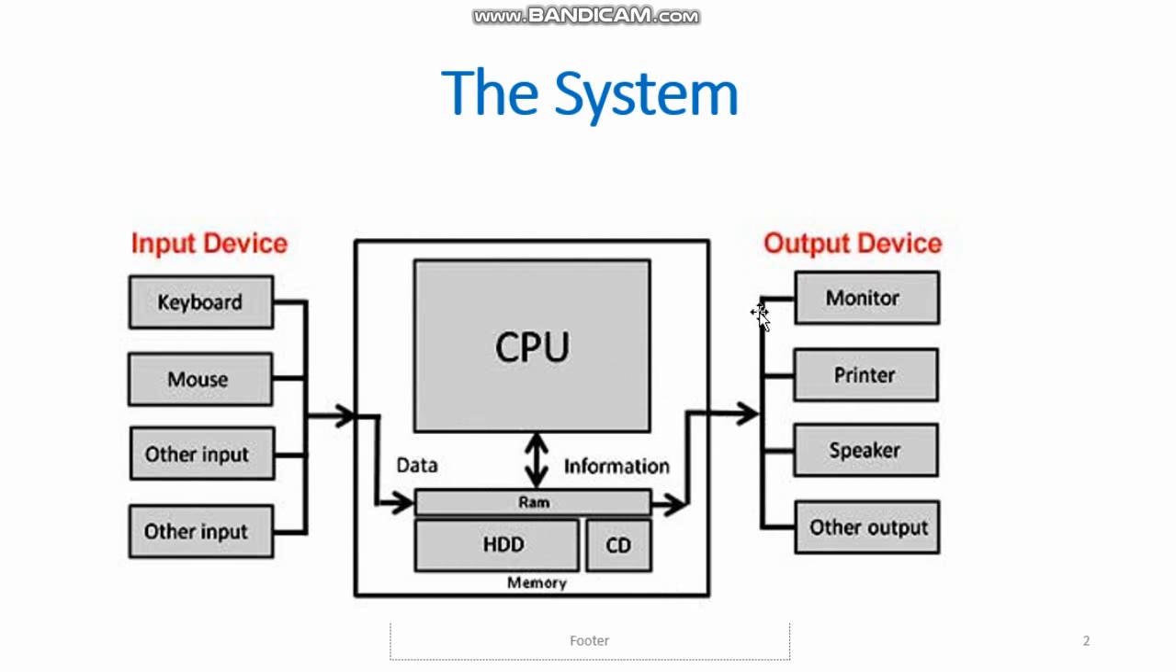Then we have an output device, where the input data, whichever form we give, needs to be transformed into a format that the central processing unit can handle, and an output is given to the world outside in a form that can be seen, managed and handled. So you have a monitor, printer, speaker or other output devices.